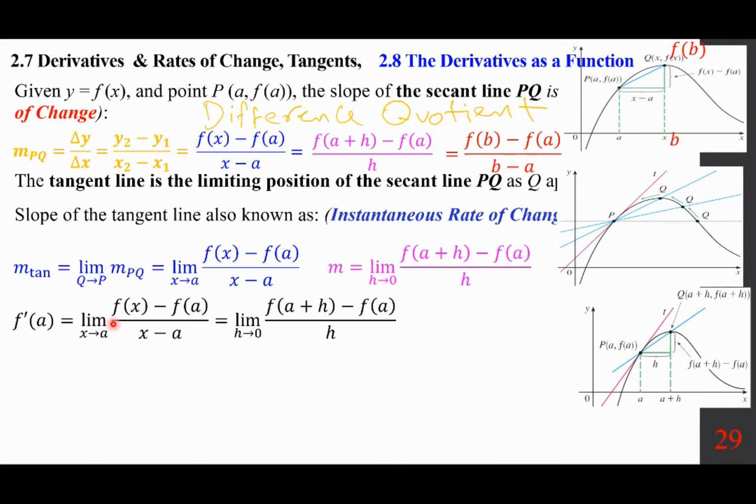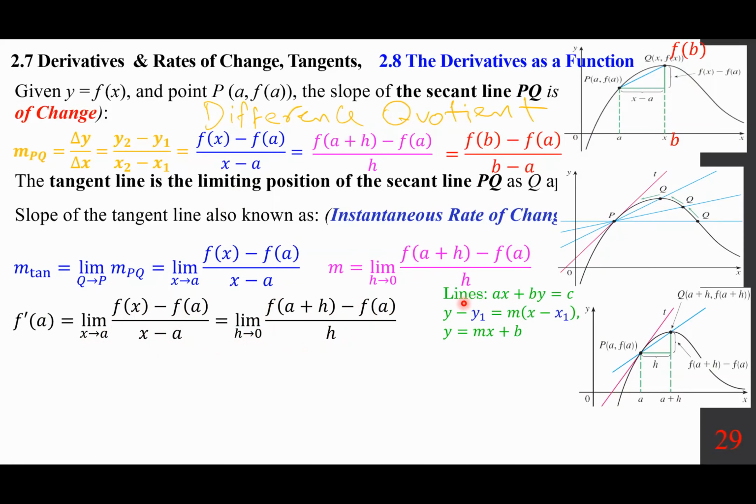I hope you understand the concept. So M or f prime of A uses these two definitions. The limit of f of x minus f of A over x minus A as x approaches A, or the limit of f of A plus H minus f of A over H as H approaches 0.